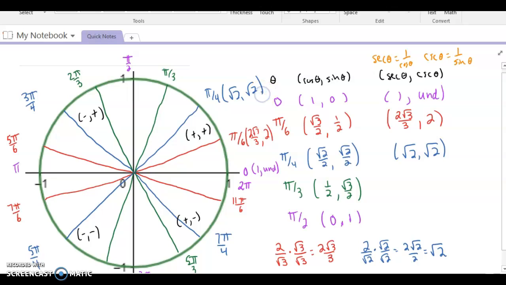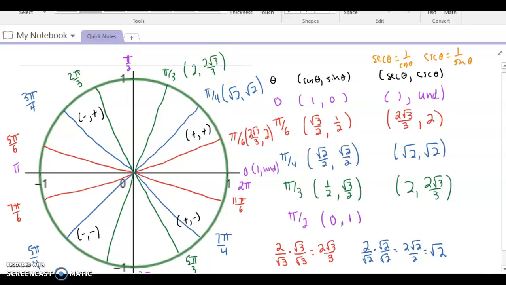There we go. When I look at pi over 3, that's really the same thing as pi over 6, but now we've flipped the sine and cosine values. So our secant and our cosecant values are going to flip as well. I know that when I take the reciprocal of 1/2, I'll get 2, and the reciprocal of root 3 over 2 becomes 2 root 3 over 3. So my secant is 2, and my cosecant of pi over 3 is 2 root 3 over 3. Again, I can write those in.